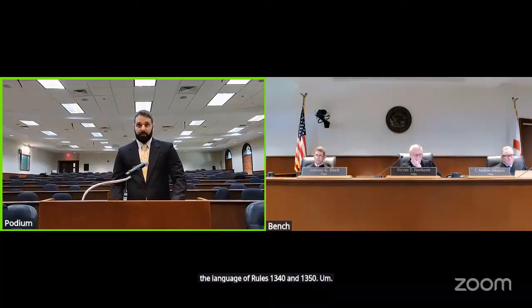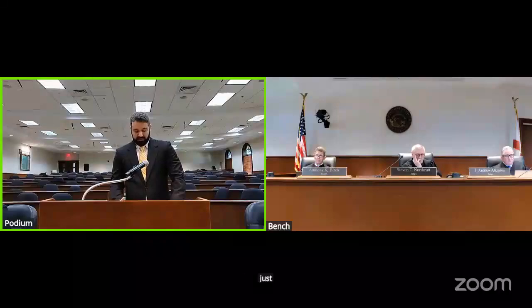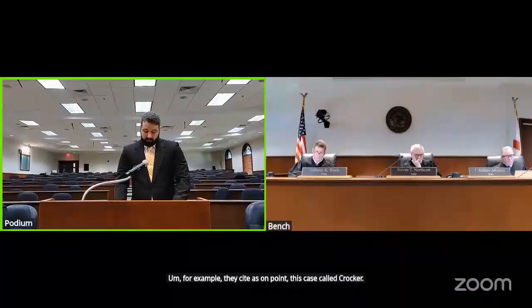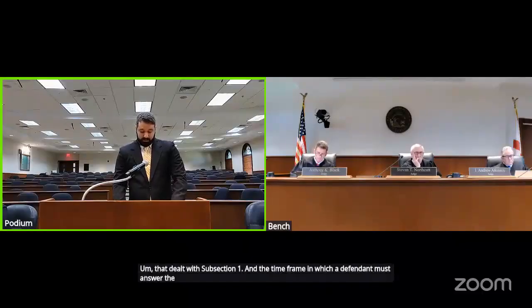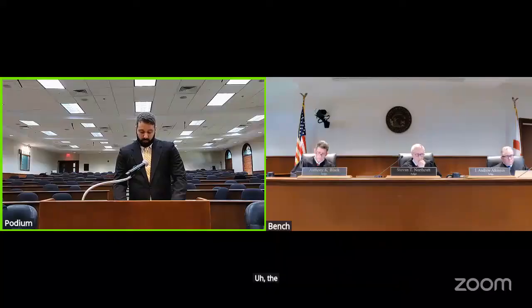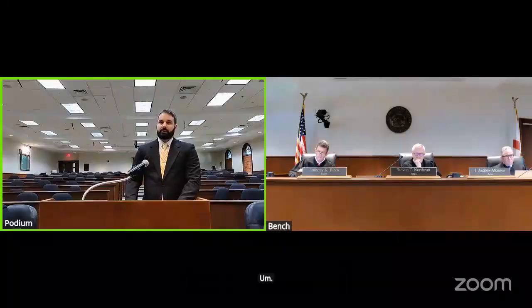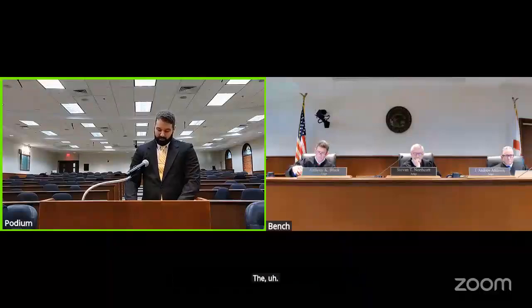All the cases relied on by the appellee for this issue just generally discussed the summary procedure statute. For example, they cite as on point this case called Crocker that dealt with subsection 1 and the time frame in which a defendant must answer the complaint. The rule at issue in that was 1140, which the first words of 1140 are "unless provided by statute." So that's in stark contrast to the rules at issue in this case, which is 1340 and 1350, that explicitly say that a court order is not required.